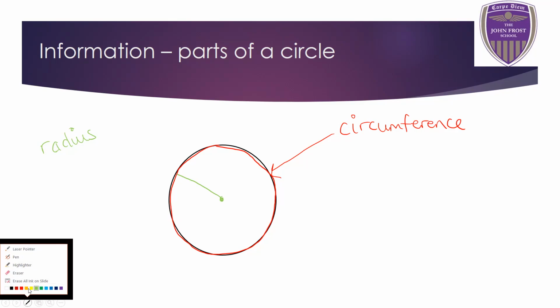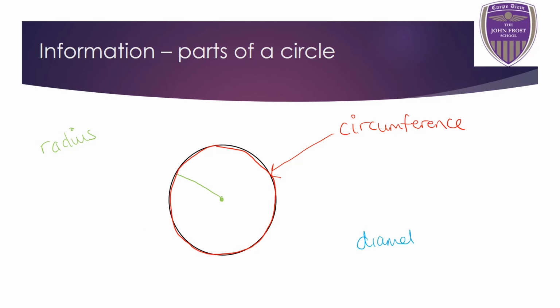And then also another thing we need to know is the diameter. The diameter of a circle is still from the center point, but it is actually from one side all the way to the other, going through the center. An important point to remember is the radius is half the size of the diameter. For example, if the diameter of a circle was 12 centimeters, then the radius would be 6 centimeters, because it's always half.